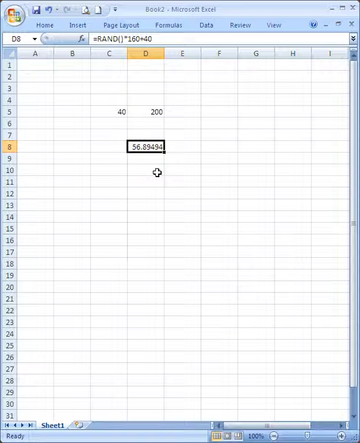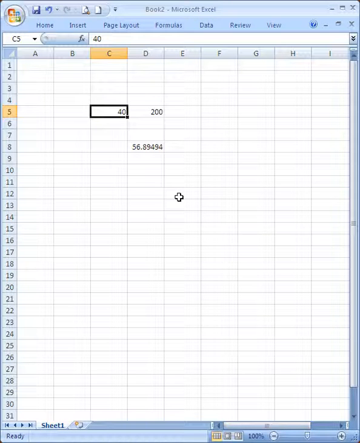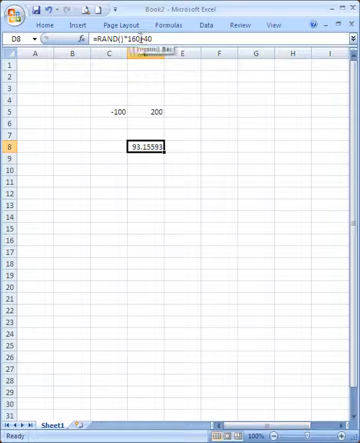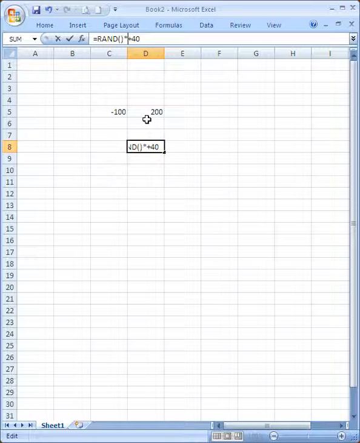Two last points before we stop. First, what about if we'd like to generate numbers between a negative number and a positive number? For example, say between negative 100 and 200. We'll use exactly the same formula, but we need to be a little careful. The size of the range in this case is the distance between negative 100 and 200. From negative 100 up to 0 is already a distance of 100, and then we still have 200 farther to go. The distance from negative 100 to 200 is 300.